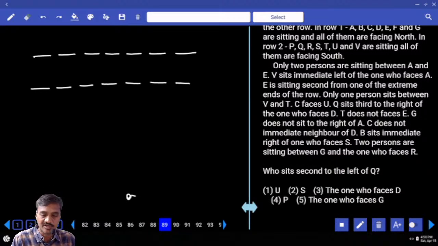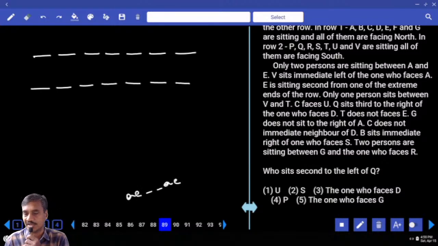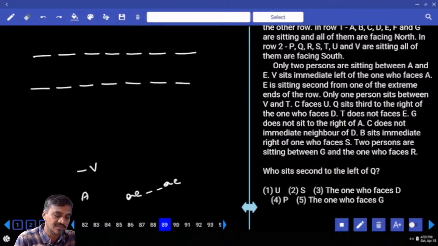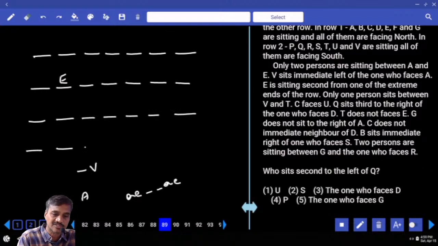Between A and E, how many are there? Exactly 2 persons. And V sits to the immediate left of the one who faces A. E is sitting second from one of the extreme ends of the row. Now there are 2 different possibilities. E can be here, 1, 2, 3, 4, 5, 6, 7, or what is the next possibility we have?